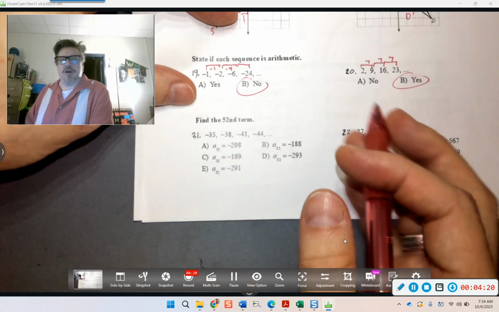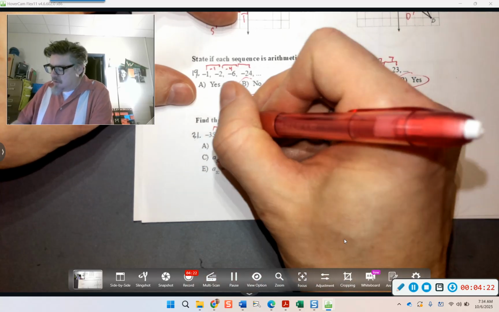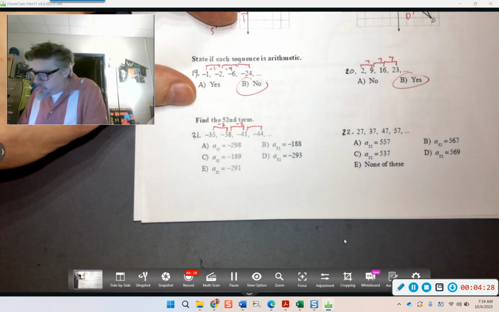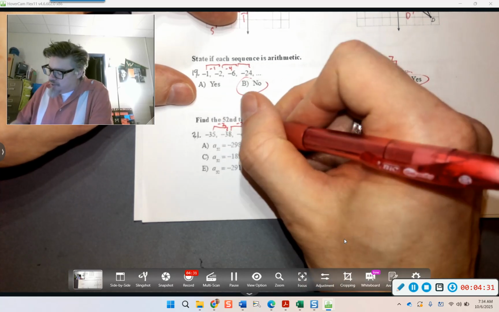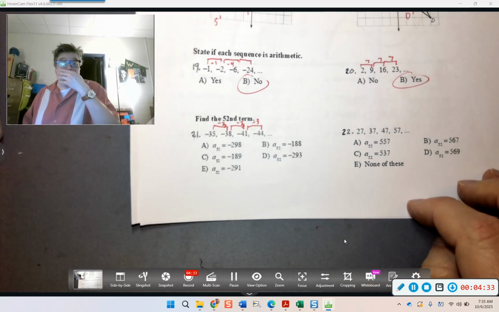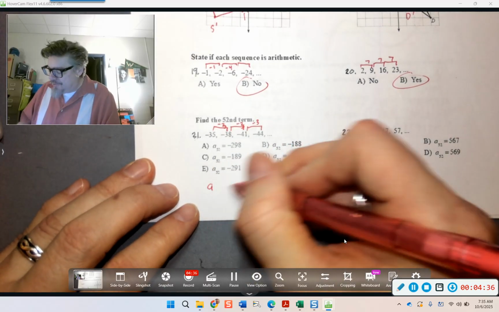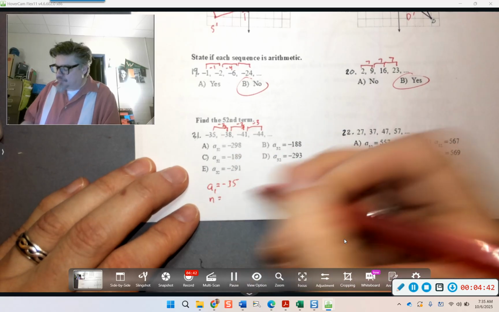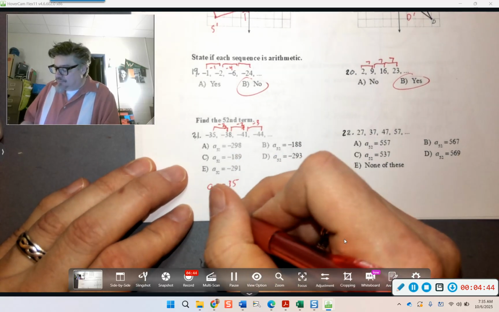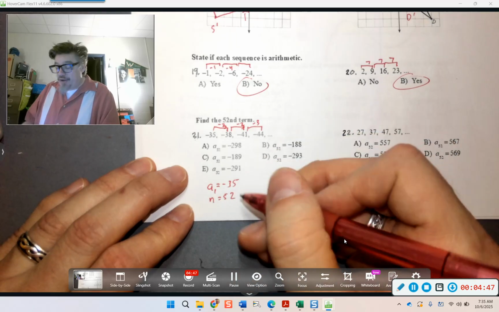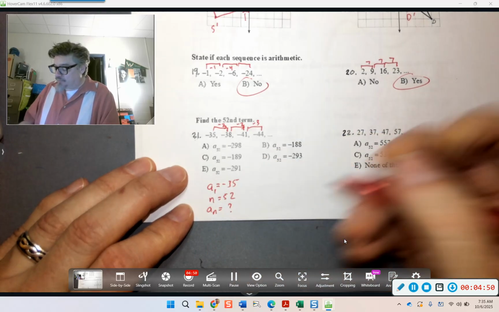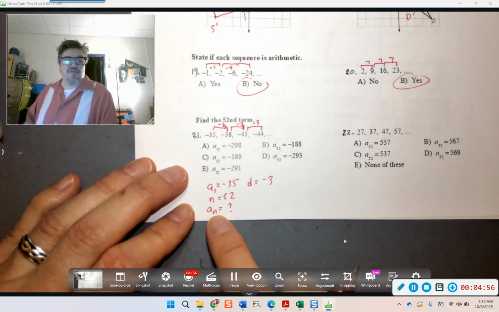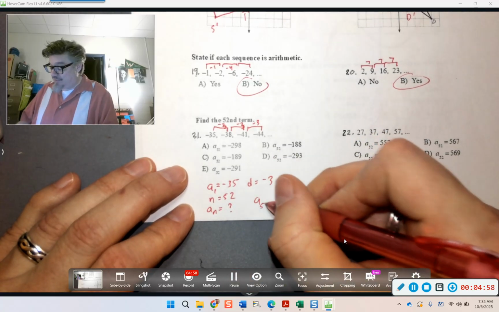I want the 52nd term. All right. Well, let's figure out what this is. He's going down by 3 every time. Which means my a1 is -35. My n, well, I want 52. And I don't know my a sub n, I want that one. But I know my common difference is -3. So that's the one I'm looking for. So if that's it, then I just use this formula right here.